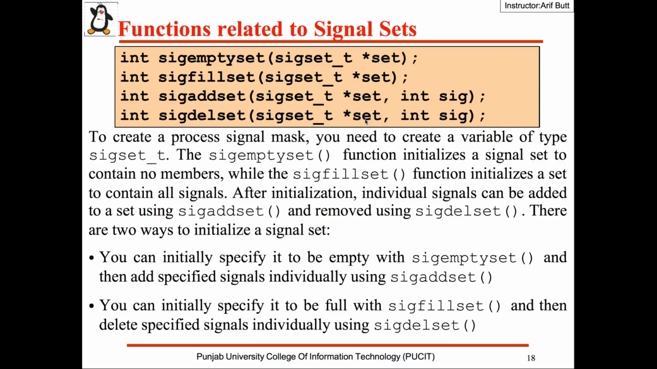Normally, there are two ways to initialize a signal set. You can initially specify it to be empty with sigemptyset, and then you can add specified signals individually using sigaddset. Or you can initially specify it to be full with sigfillset and then delete specified signals individually using sigdelset.